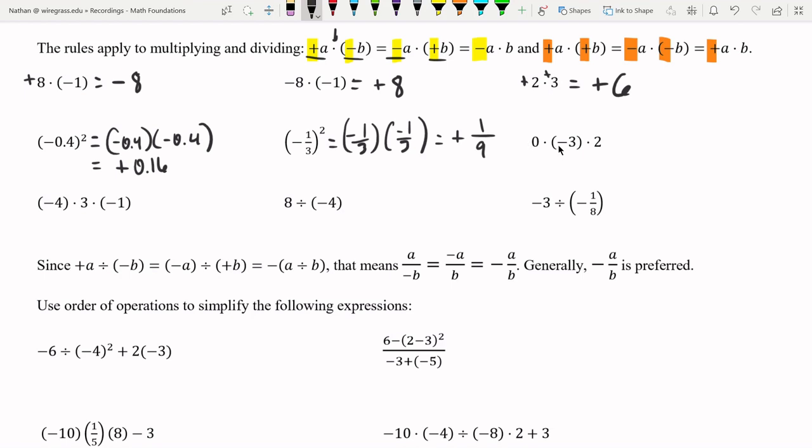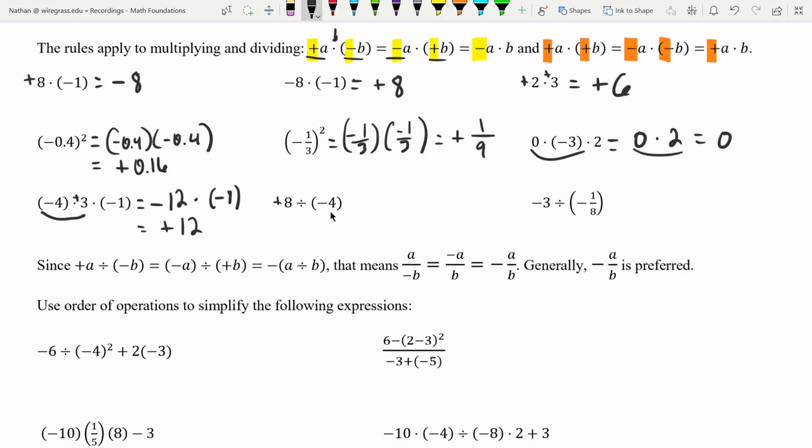Okay, order of operations, right? You're always going left to right for multiplication. So we need to do these two first. 0 times anything is 0. And then 0 times anything again is just 0. 0 is neither positive nor negative. Okay, same thing here. Negative times a positive is negative. 4 times 3 is 12. That's still multiplying the negative 1. Negative times negative is positive. 12 times 1 is 12.